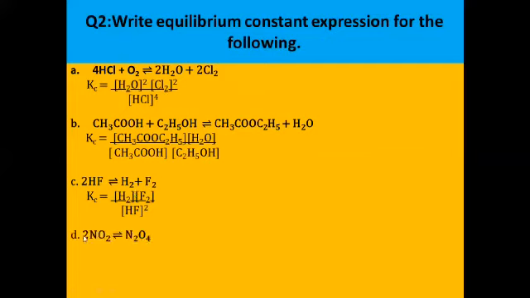The fourth example is 2 moles of nitrogen dioxide giving 1 mole of nitrogen tetraoxide. So nitrogen tetraoxide is the product. We write the active mass of the product in the numerator and the active masses of the reactants in the denominator. The power of 2 is the number of moles of nitrogen dioxide, in other words the coefficient that appears in this balanced chemical equation.